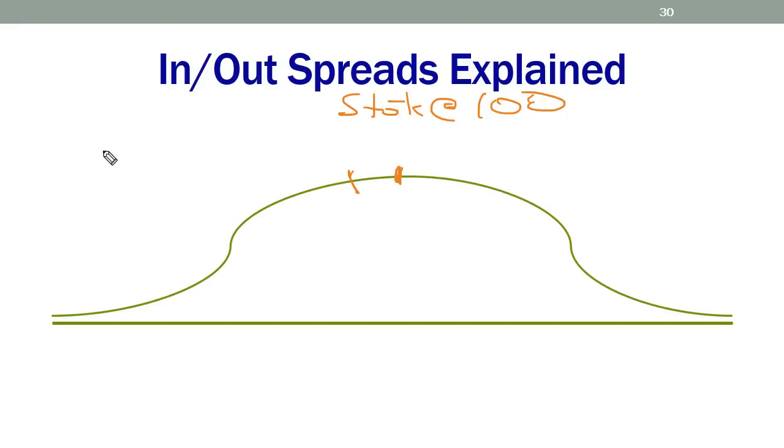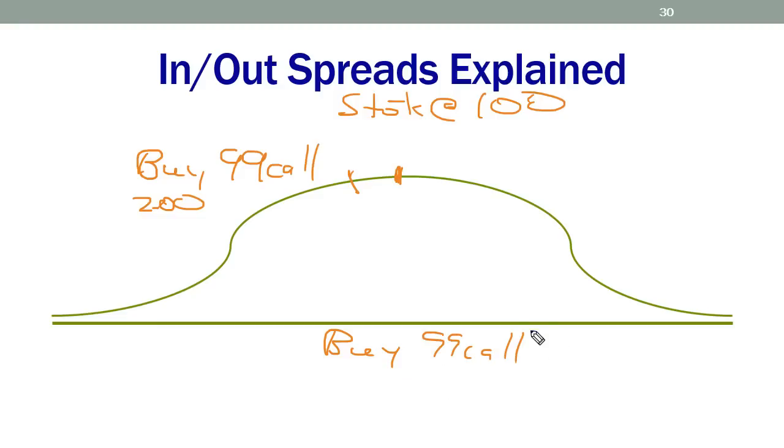In this case, I'm going to go out and buy a 99 call. I'm going to buy a 99 call, and that call is going to cost me something. How much is it going to cost me? Well, there's a premium associated with it. Let's say the 99 call costs me a whopping $2. So what am I doing right now? Buying a 99 call, and the 99 call costs $2.